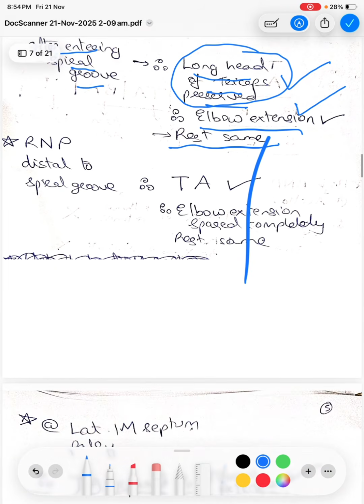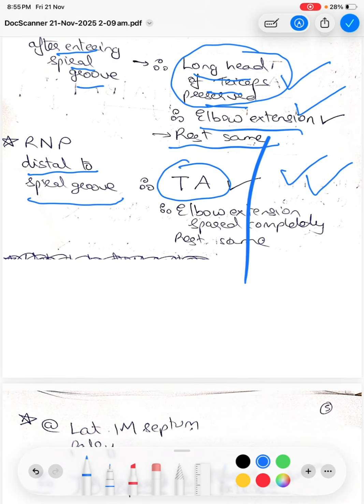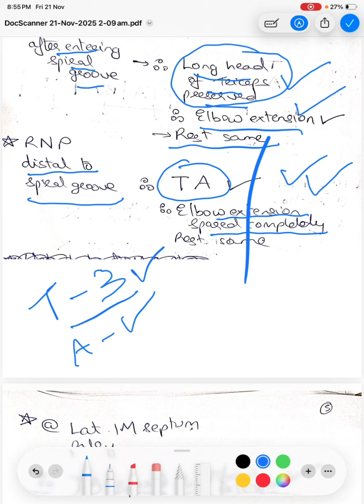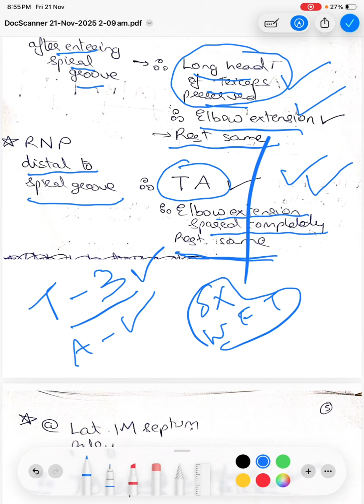Now what happens is if radial nerve palsy is distal to the spiral groove, so what happens is triceps all three heads are preserved, at the same time anconeus is preserved. Am I making sense? Are you getting the catch? So triceps all three heads, okay, because the radial nerve palsy is distal to the spiral groove, at the same time anconeus is preserved, so elbow extension is spared completely. There is no absolute weakness in elbow extension. Rest all, that is supination is gone, wrist drop, finger drop, thumb drop, all these are same, but elbow extension would be 5 by 5.